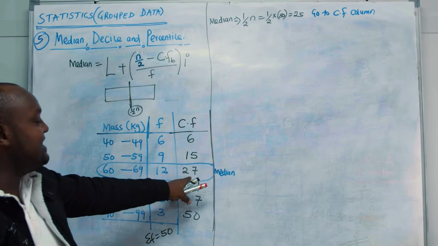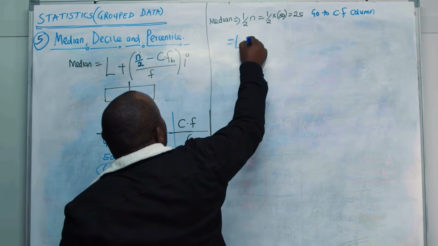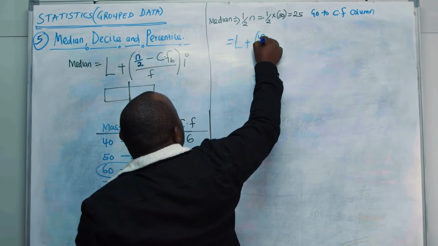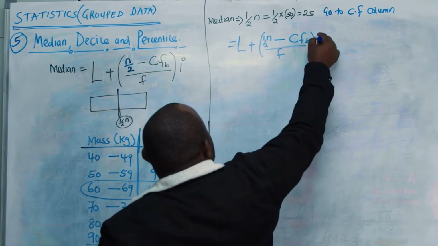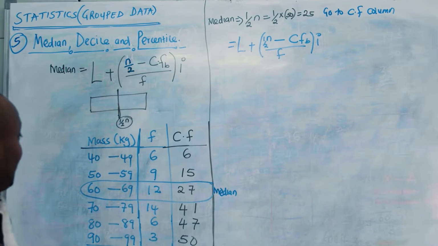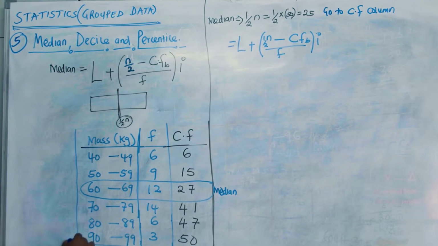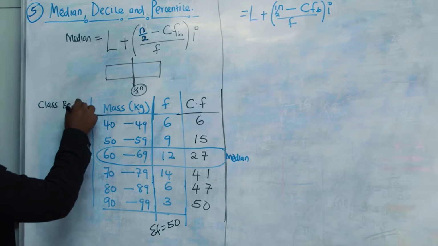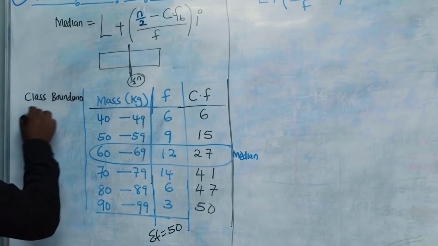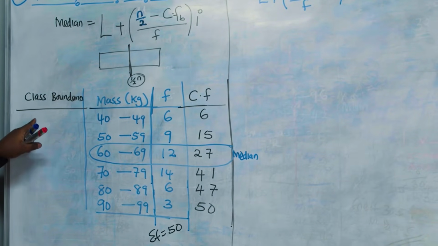So if we are going to get the median here at 27, remember our formula will be L plus n over 2, or I can use half n minus cumulative frequency before, over frequency, times interval. One thing I want to emphasize is that maybe I can come here and show you how we always get the interval, the class boundary. I want you to put so much emphasis here on how we get the class boundary.